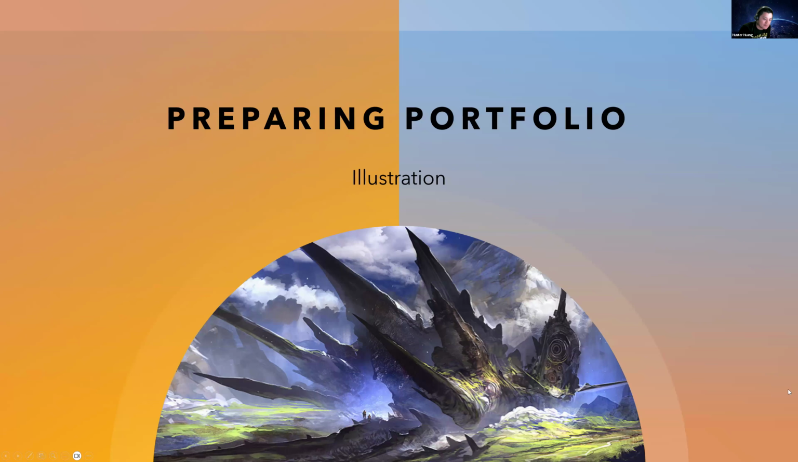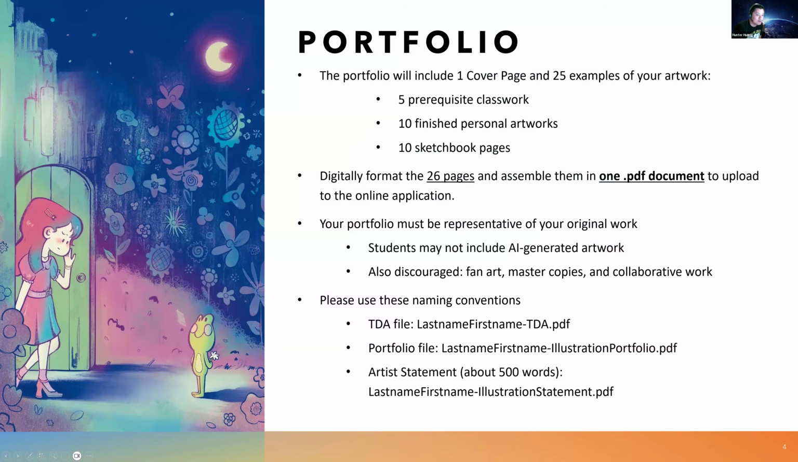All right, preparing a portfolio for illustration. This is the structure that I was hoping you would make: you'll create a cover page and 25 examples of your work. Make sure they're all the same size. Create a template first and then drag the artworks into it, so that you don't have a PDF where one page is really small and one page is gigantic. The 25 examples include 5 prerequisite classwork pieces from your 100 level core classes, 10 finished personal artworks or classwork, and 10 sketchbook pages.